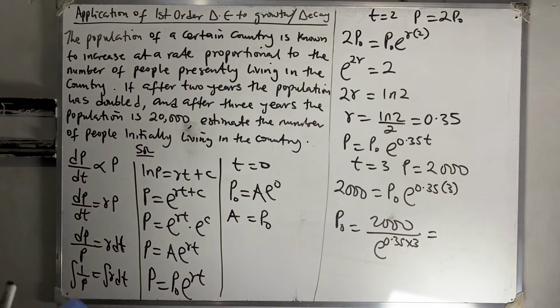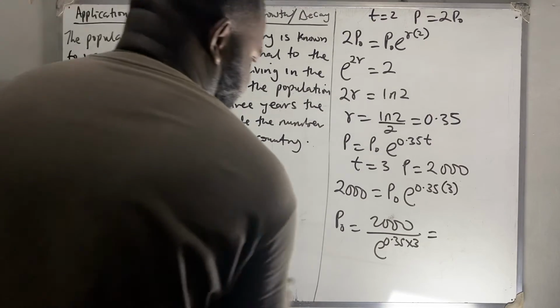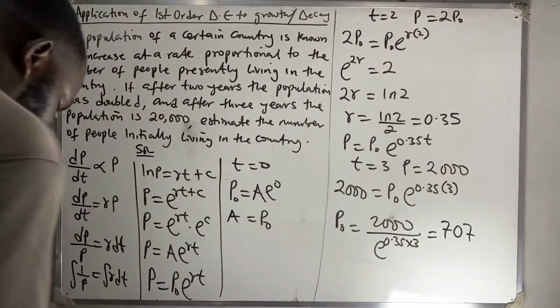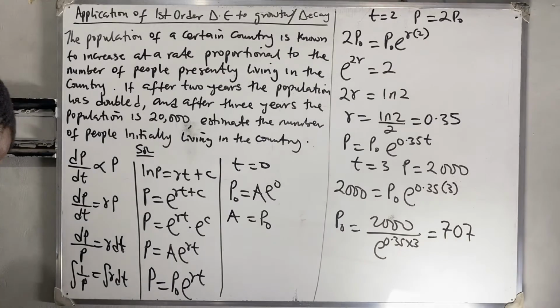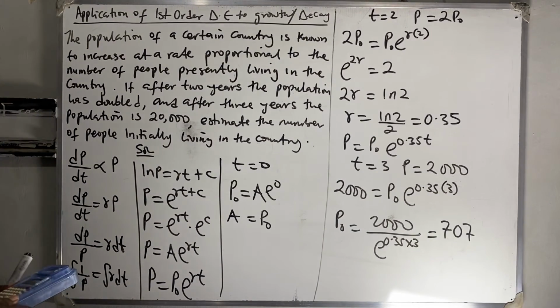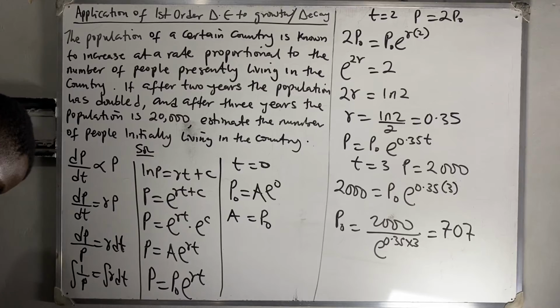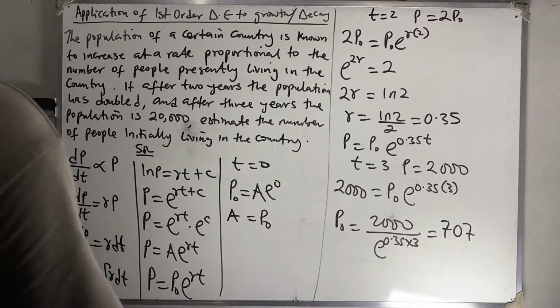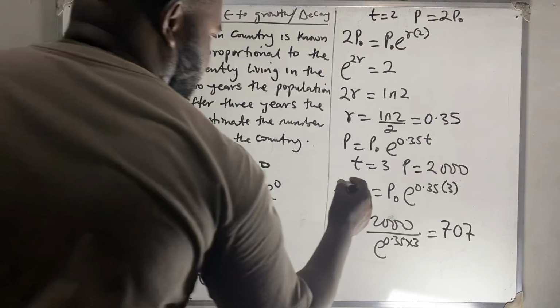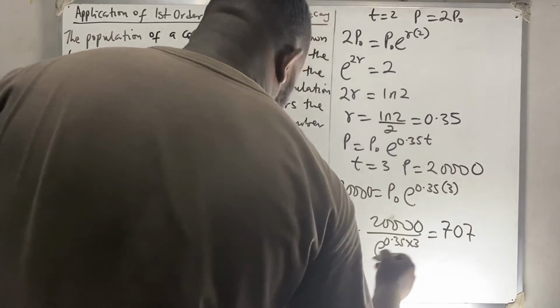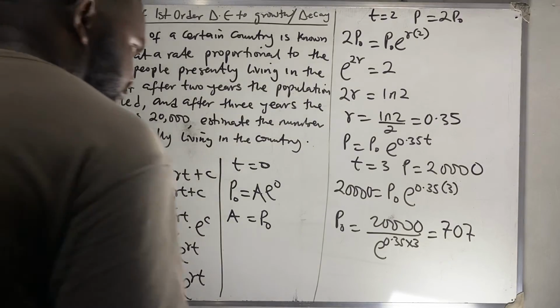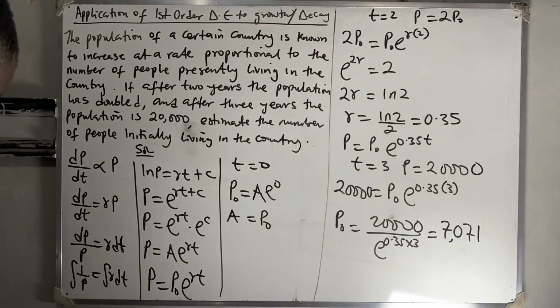So if you do that, multiply this by 3, we now have the exponential of my answer, and then 2,000 divided by my answer. I'm having 707. So the initial population is 707 people in that country. Okay? Is that correct? 707. I think there's an error somewhere. So let us check where the error is. Okay, 20,000, not 2,000, sorry. It was not 2,000, but 20,000. So that is 7,071 people in that country.